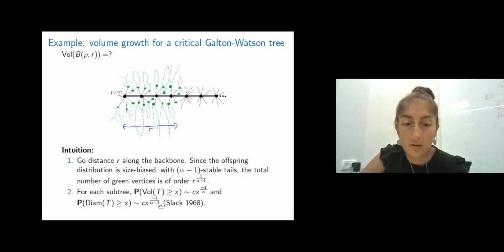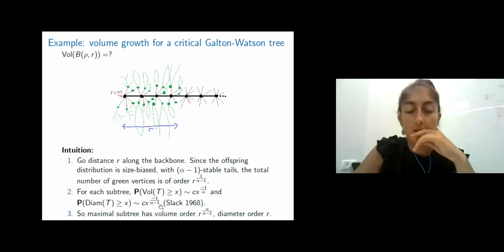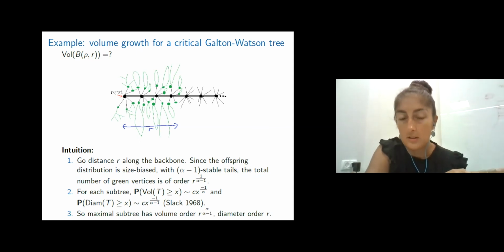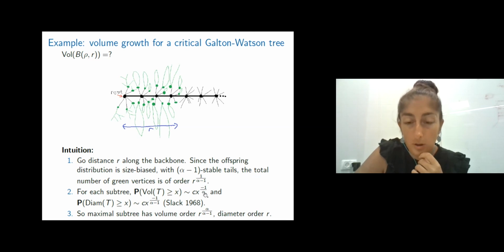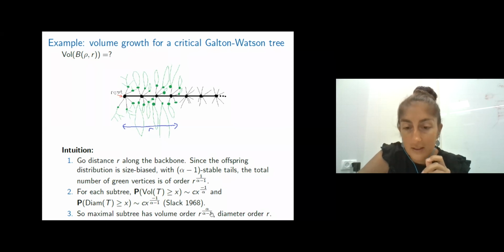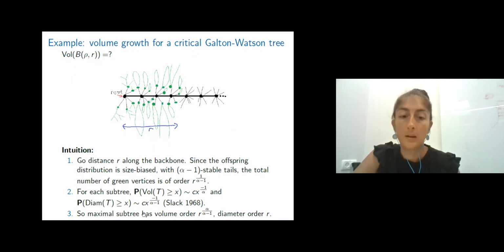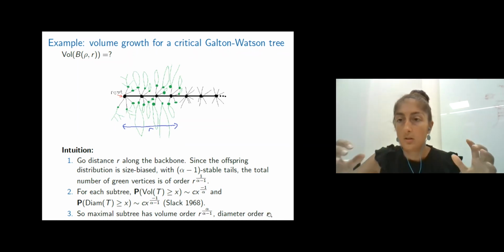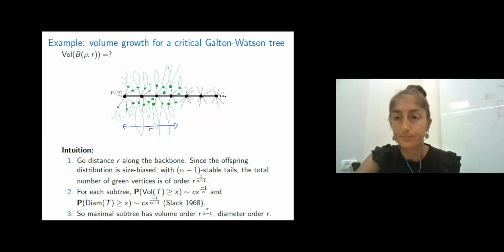If you want to use these, firstly, from what I said on the previous slide, this exponent here is less than 1, because alpha is bigger than 1. So if you take the maximal subtree, we have 1 over alpha, and we raise this to the power alpha to get the volume of the maximal subtree. Similarly, we raise this to the power alpha minus 1 to get the maximal diameter. It means that the maximal subtree has volume of this order and diameter precisely of order r, the radius of the ball that we're interested in.